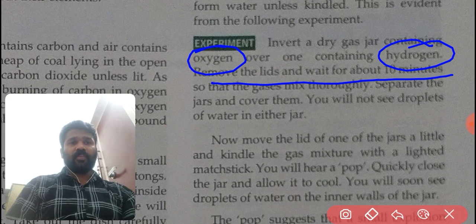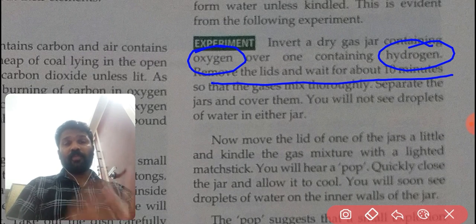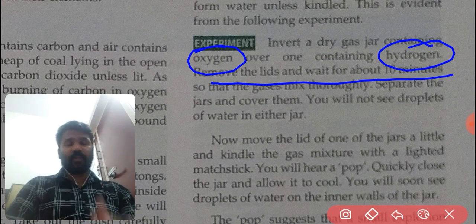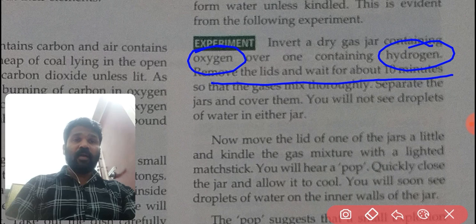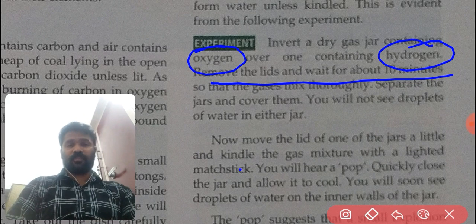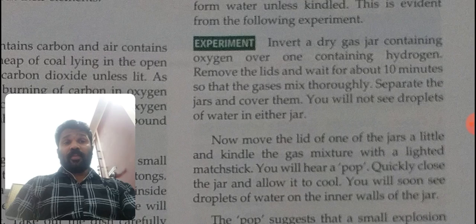You will not see droplets of water in the jar. By mixing oxygen and hydrogen, according to our study, we should get water. But here we won't get the water droplets. Why? Now we are going to discuss.